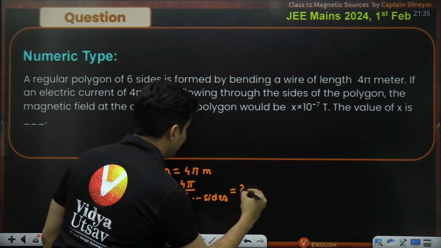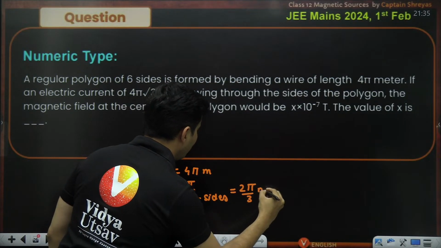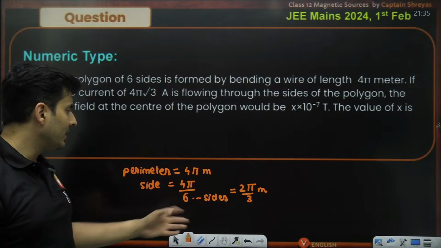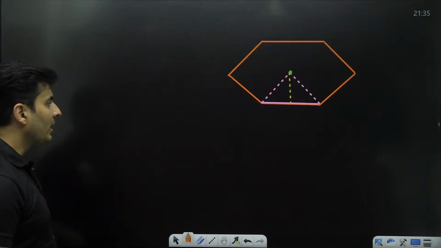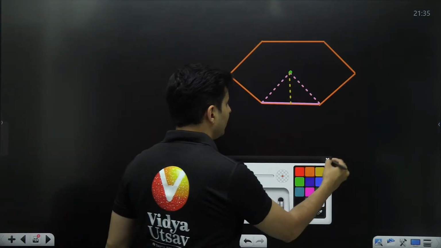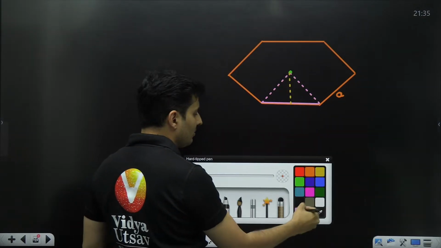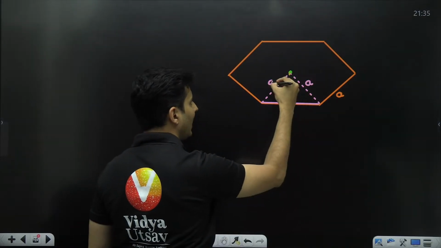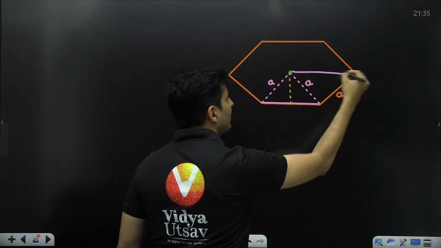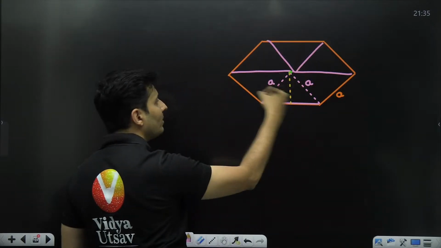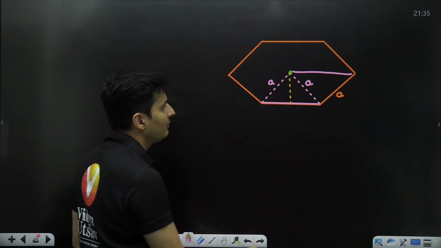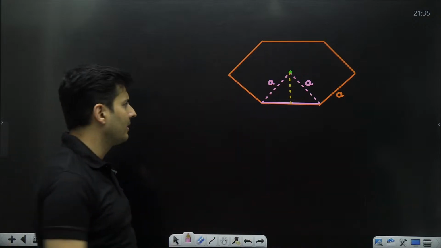So 4 pi by 6, which is 2 pi by 3 meters. 2 pi by 3 meters is the length of a side. Now, if I assume each side length to be a, even these dotted lines which I am showing will also be a. In fact, all small equilateral triangles are formed. 6 equilateral triangles will be formed. That's the property of the hexagon.